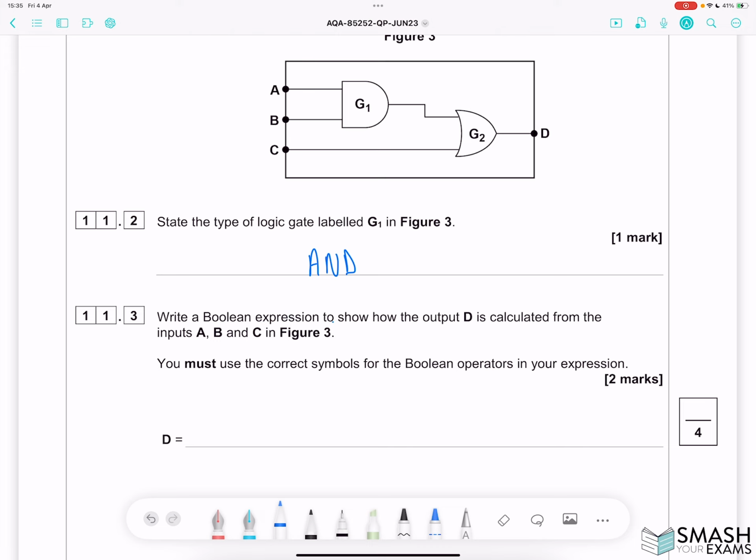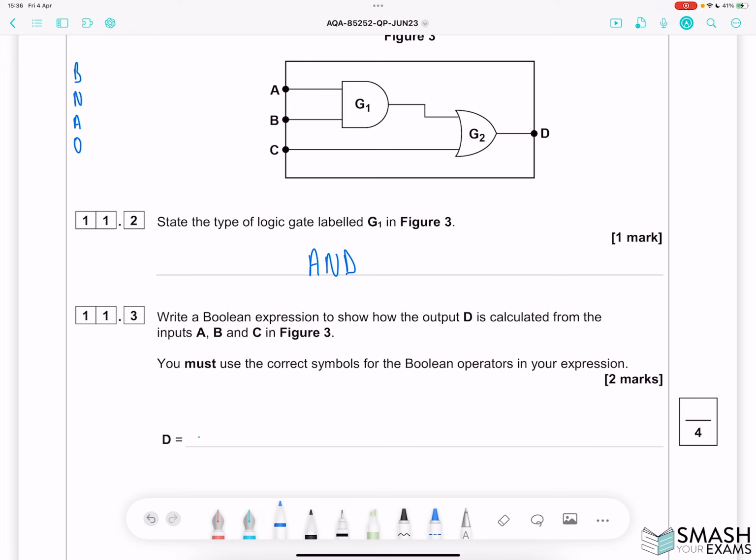We need to write a Boolean expression to show how the output D is calculated from the inputs A, B, and C here. Well, we need to recognise that we've got the AND gate and we've got an OR gate there. So to write an expression for this one, we need to start with what the output would be, so it gives us D equals. We can then try and think about the order of precedence here. Now the order of precedence, if you can't remember it, it always goes with any brackets first, then any NOT gates, then AND, then OR. Now I'm going to do that in the same fashion here, so I'm going to start with the AND gate first of all.